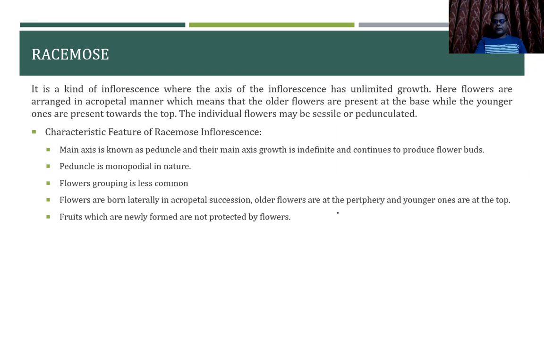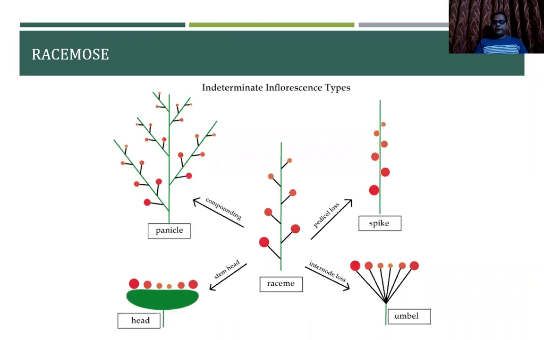The newly formed fruits are not protected by the flowers itself. The peduncle seldom terminates in a flower. Now, the main type of primary inflorescence in the case of racemose is the raceme kind of inflorescence. If we see the definition of the racemose inflorescence, we know that the younger flower is on the top, while the older flower is towards the base. That is the definition of the racemose inflorescence.